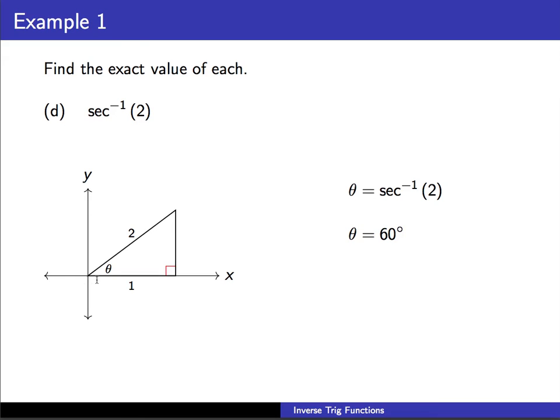Notice a lot of these triangles are 30, 60, 90 or 45, 45, 90 triangles in the coordinate plane. So 60 degrees in terms of radians is pi over 3. So inverse secant of 2 is pi over 3, because the secant of pi over 3 gives us 2.